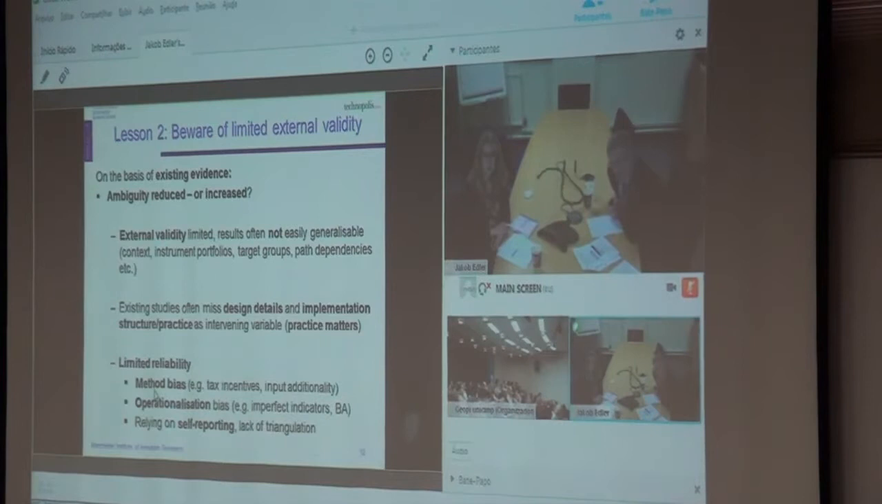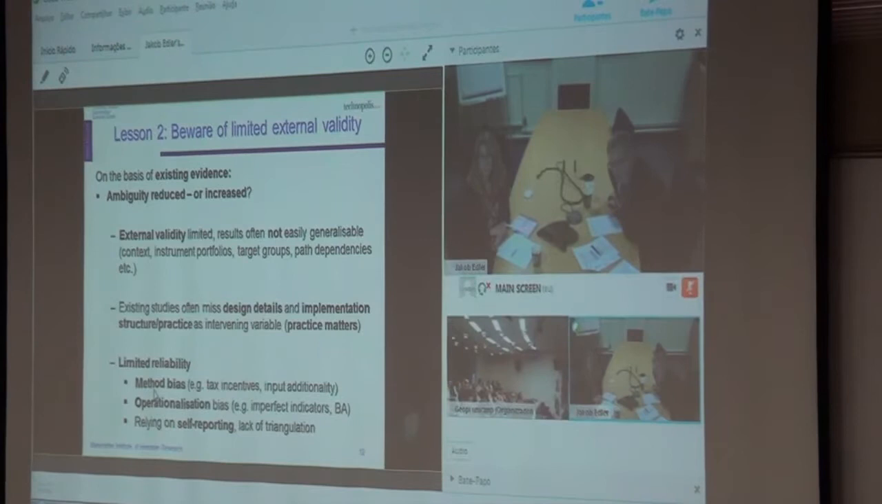We have different existing portfolios of instruments. A certain instrument A, of course, always explicitly or implicitly interacts with a whole portfolio of instruments and framework conditions in a certain country. So to transfer lessons of an instrument A to country B with a different instrument portfolio is highly problematic. We have different target groups. In some countries, a certain mechanism to improve capabilities of SMEs works nicely because you have a very different skill base, a very different capability of innovation in SMEs in country A from country B. And across Europe, we have many examples where we transfer policies from Germany to Lithuania and wonder why they don't work.